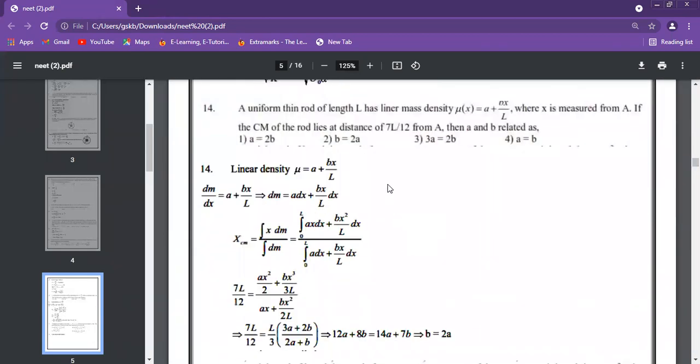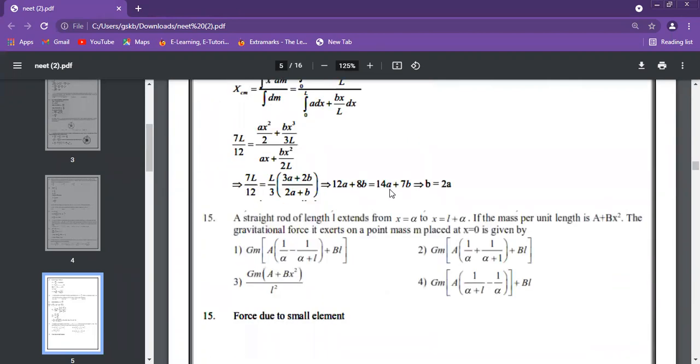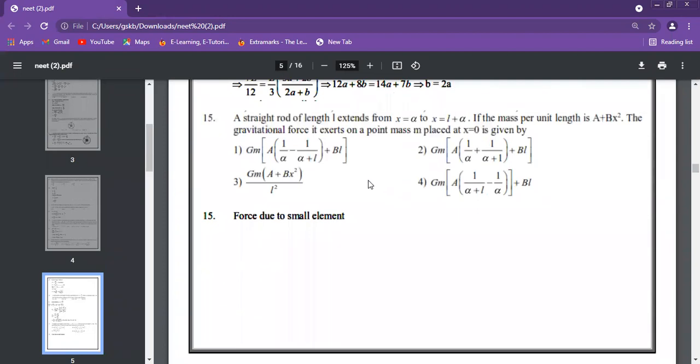And again, this is the system of particles chapter. Here we can use the method of integration. We have three methods: symmetry method, decomposition, and method of integration to find out this value. Okay. Next, the 15th one. It also you can use the gravitation law.